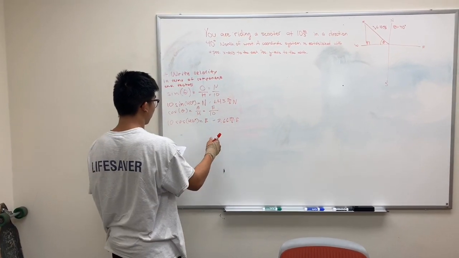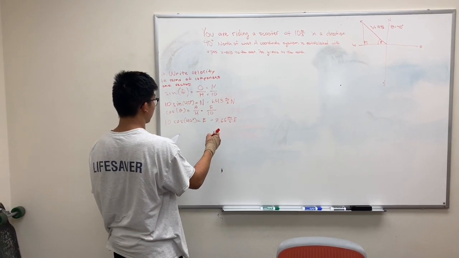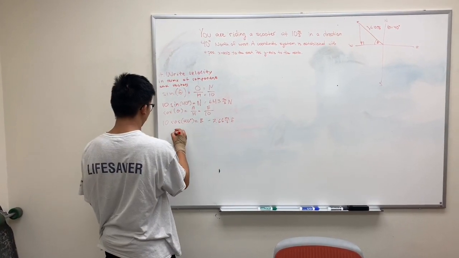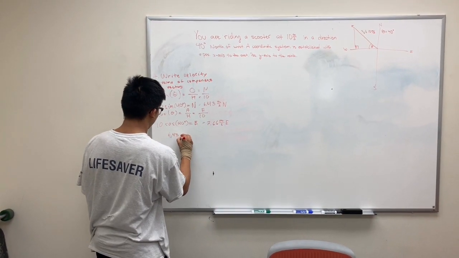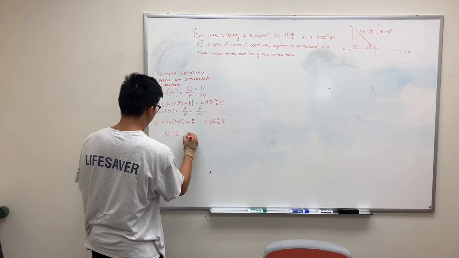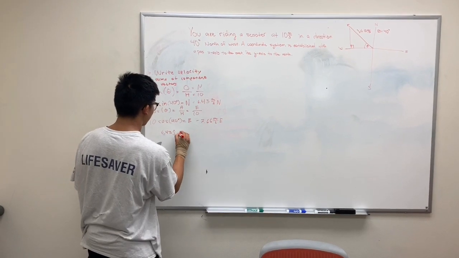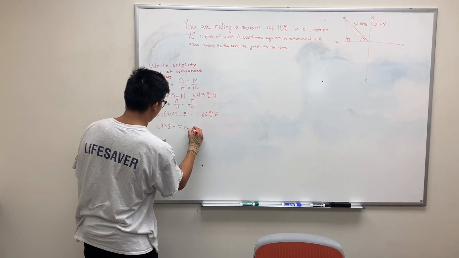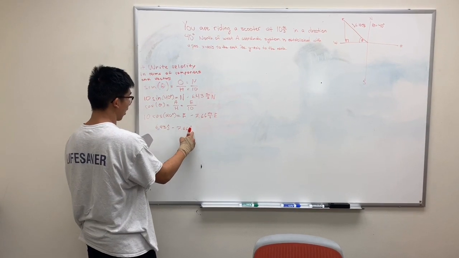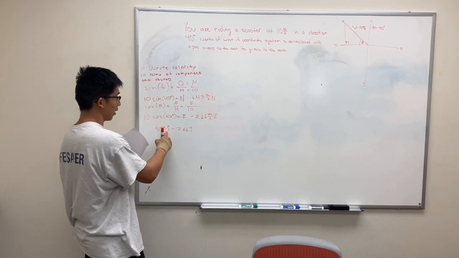And then in order to put these into component form, you just add i hat and j hat, so it would be 6.43 j hat plus or minus 7.66 i hat. And then i hat is used for the x coordinate, and j hat is used for the y coordinate.